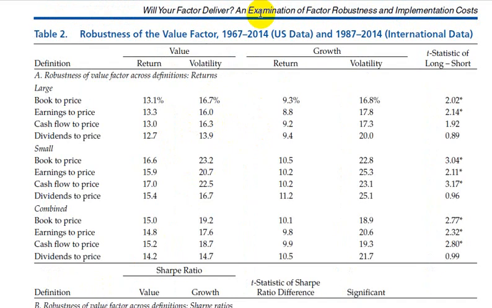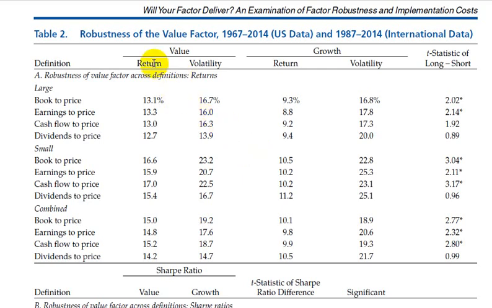And so they've done the same thing with the value factor, which would be owning value, or going long value and going short growth companies, with the premise that value companies outperform growth companies on average over long periods of time. Over here they've got different measures of value, for instance, book to price, earnings to price, dividend yield, and also large cap, small cap, and combined.